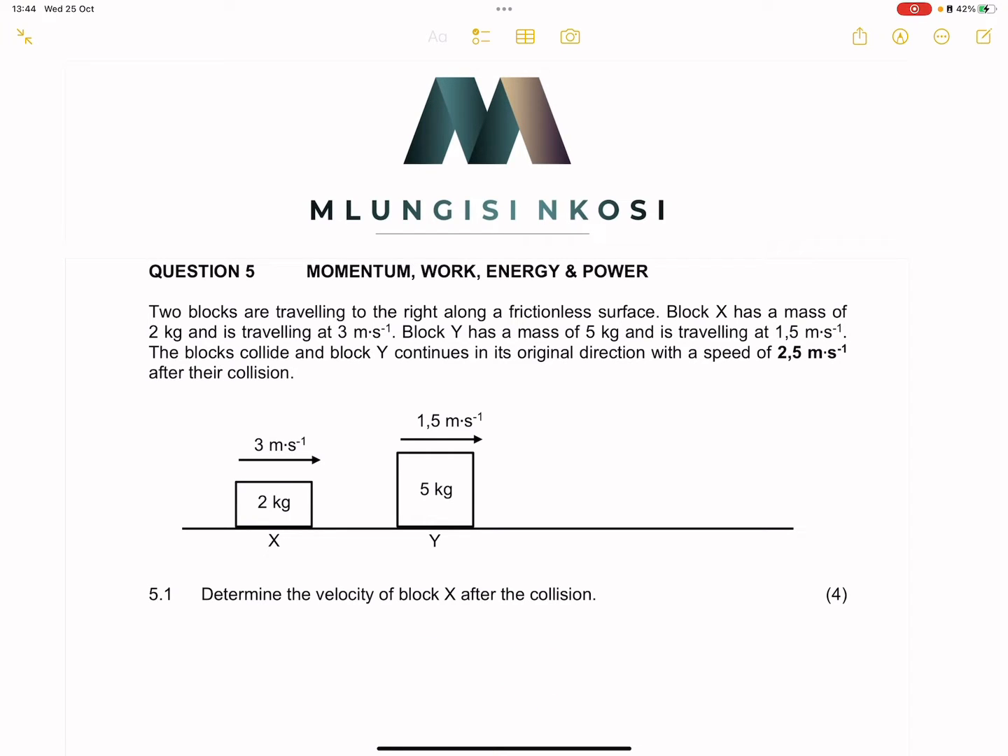All right, so we are looking at momentum, work, energy, and power. This is question 5 from the IEB November 2022 exams.